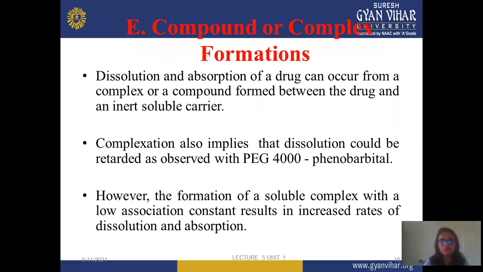Next, E method is compound or complex formation. In this, dissolution and absorption of a drug can occur from a complex or a compound formed between the drug and an inert soluble carrier. The name of this method itself explains compound and complex formation. Means you prepare a compound of one, two or more solutes and solvent, or form a complex. Due to this complex formation, dissolution may change or show a more dissolution rate, or fast dissolution. When dissolution is more, then absorption is also fast.